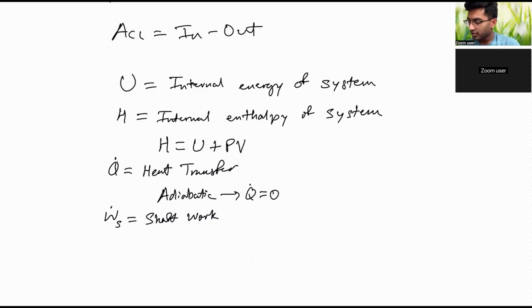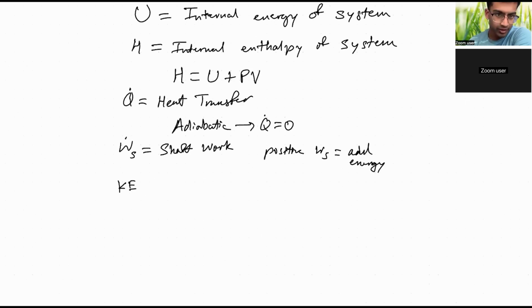So positive Ws is equal to adding energy to the system. And conversely, negative shaft work would be you're extracting energy from the system. In other words, okay, the fluid is moving and it's turning a turbine. Well, that turbine is taking energy out of the system. So that is negative shaft work. And then lastly, I'll denote kinetic energy and potential energy with Ke and Pe respectively. So those are all our terms.